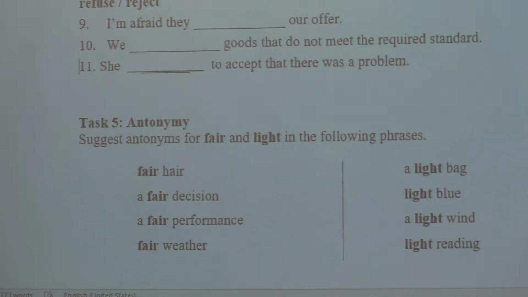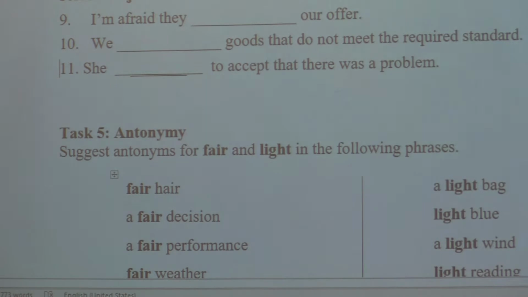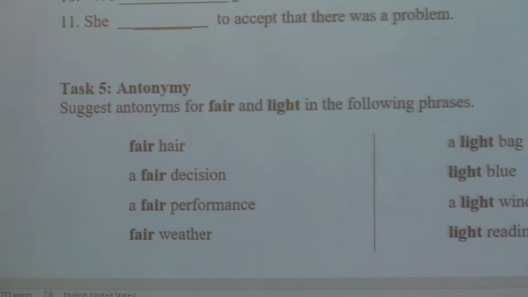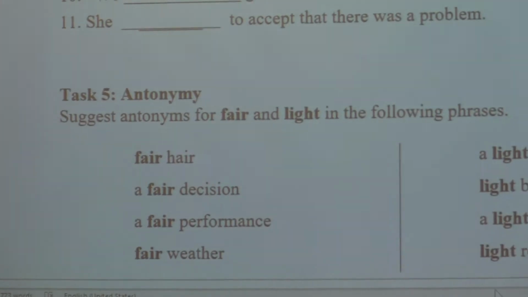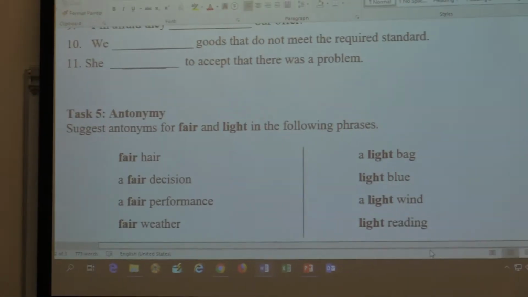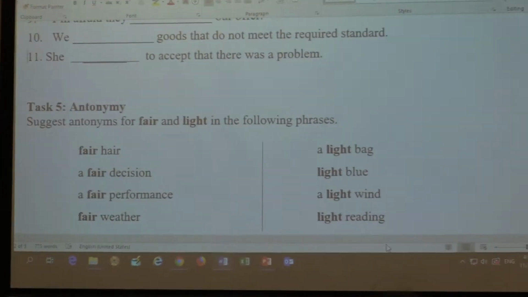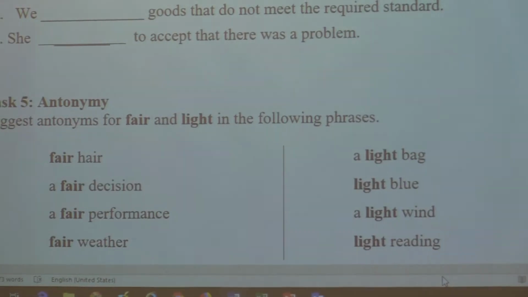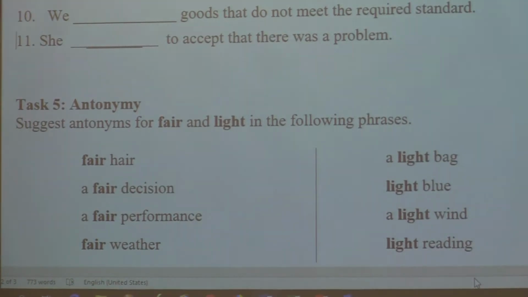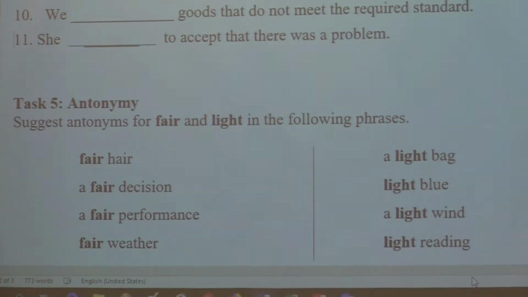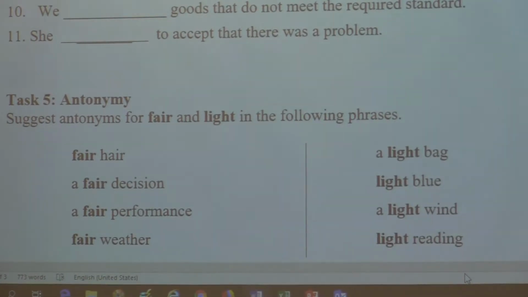Antonyms. Suggest the antonyms for fear and light in the following phrases. Fear here, for example, what does it mean? Fear here, okay. Again, you can check your dictionary. You can discuss with your classmates. Okay, all right.